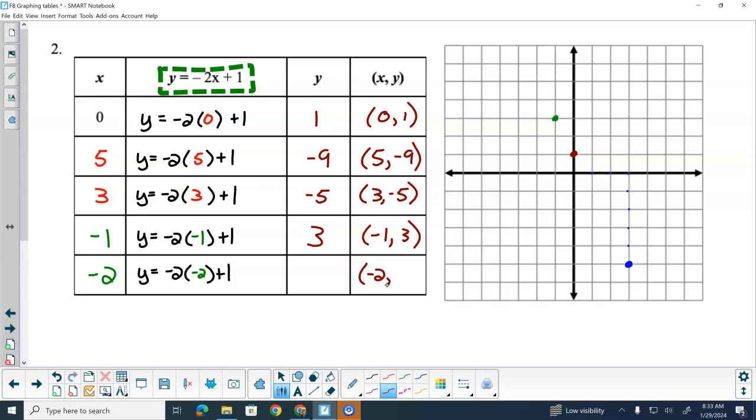What do we got? -2 times -2? What do you got here? -2 times -2. Negative times negative is positive. 2 times 2 is 4. 4 plus 1? 5.